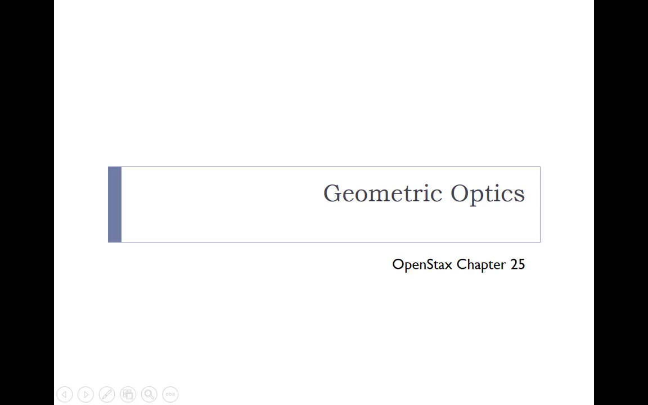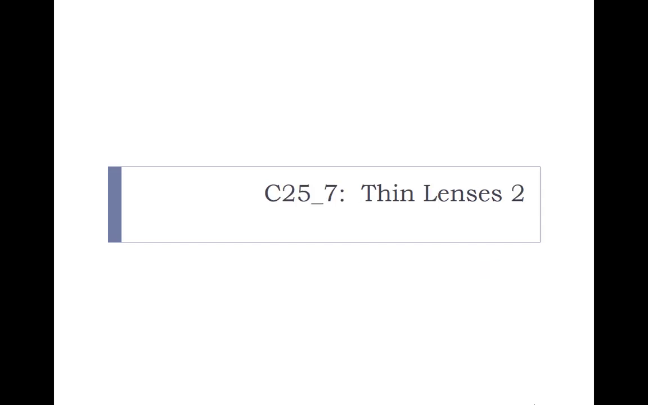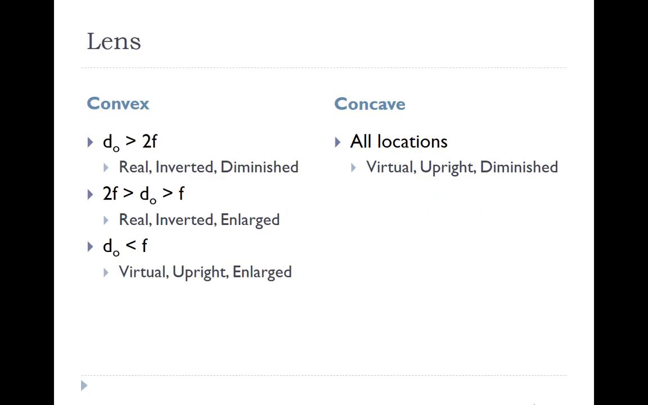Welcome to the 7th and final section of our unit on geometric optics. This unit is going to again focus on thin lenses, specifically on doing calculations of where the images occur and characterizing the images based off of the calculations. First, a reminder of what we saw in the last unit.